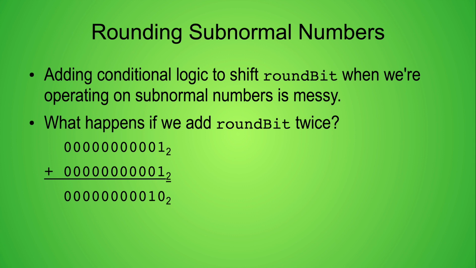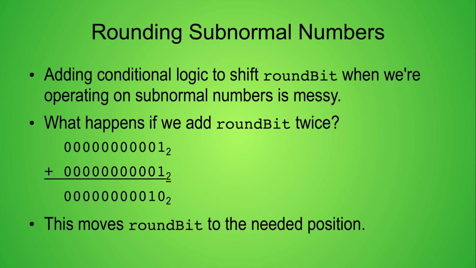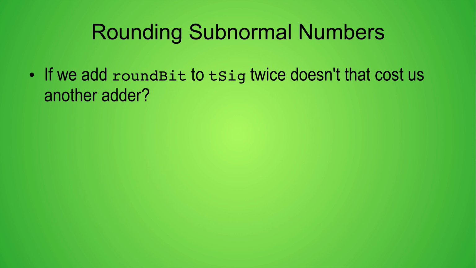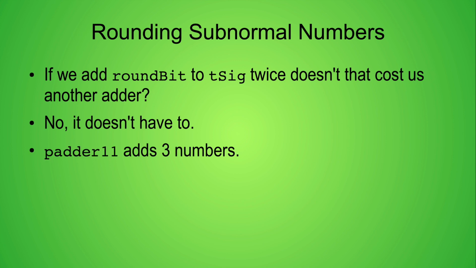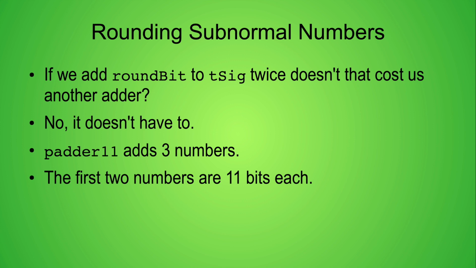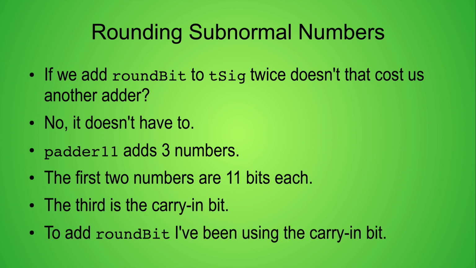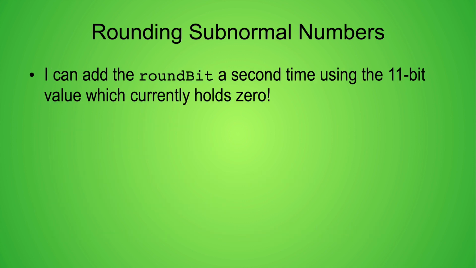For subnormal numbers, what happens if we add roundBit twice? This would move roundBit into the correct position for rounding the significand of a subnormal number. But if we add roundBit twice, don't we need a second adder? Not necessarily. Again, the adders I've been using really add together 3 numbers. The first 2 numbers being added are the 11-bit values tsig and 0. The third number being added is the carry-in bit. It's the carry-in bit which I've been using to do the rounding. I can add roundBit a second time using the addend, which is currently 0.